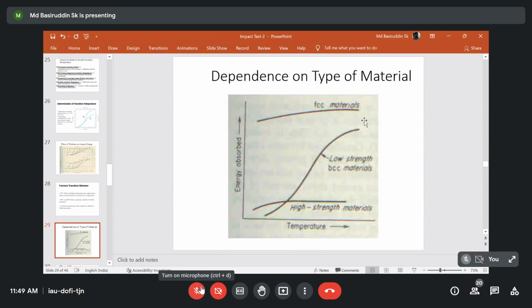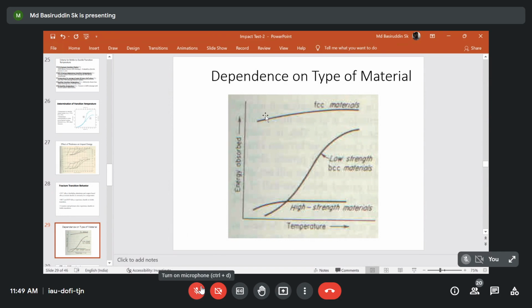If you have a material which contains the FCC crystal structure, that is face centered cubic material, like austenitic stainless steel or copper or aluminium, and we do the impact test for those particular materials, then you will find that the impact energy absorption capacity will vary with temperature like this.